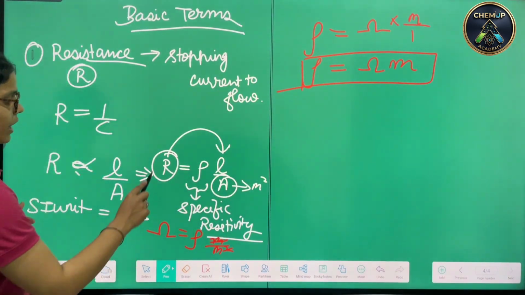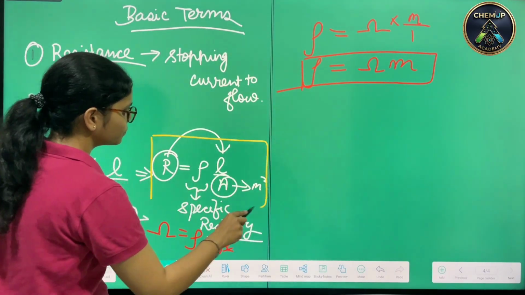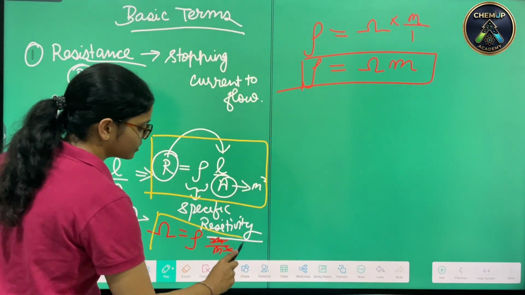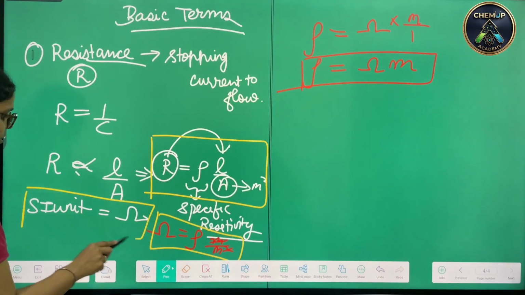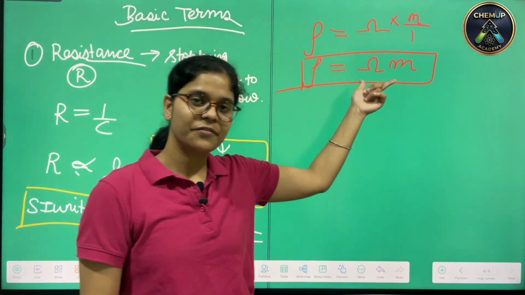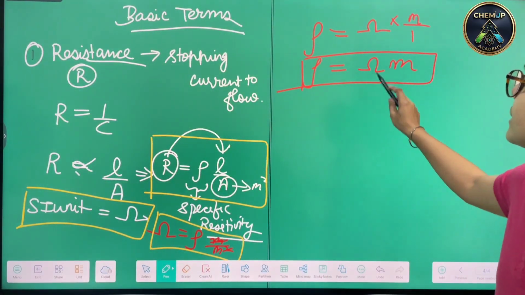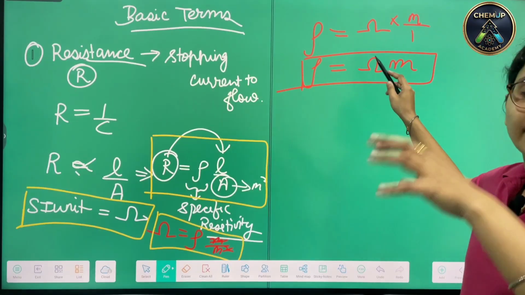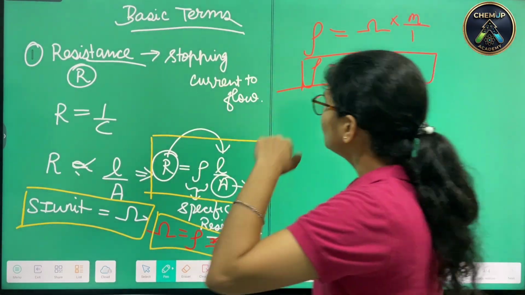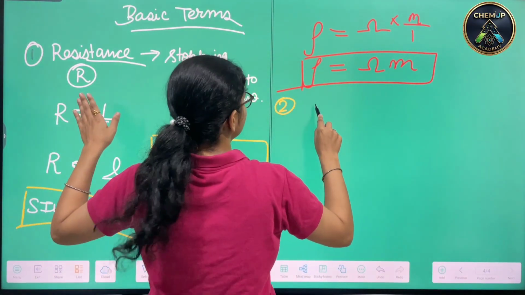So this is all about resistance, one must know. First of all, the formula specified below, then the units, SI unit, and the specific resistivity, that is the resistance flowing in the length of 1 meter. Coming on to the next thing that we have, it says conductance.